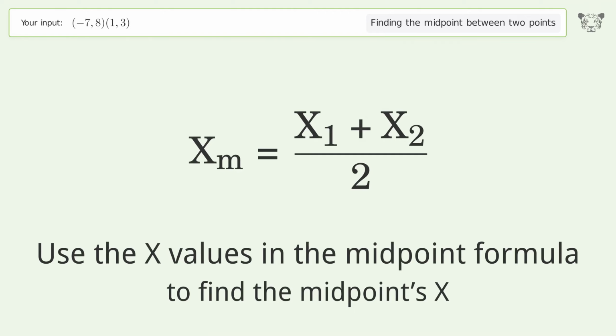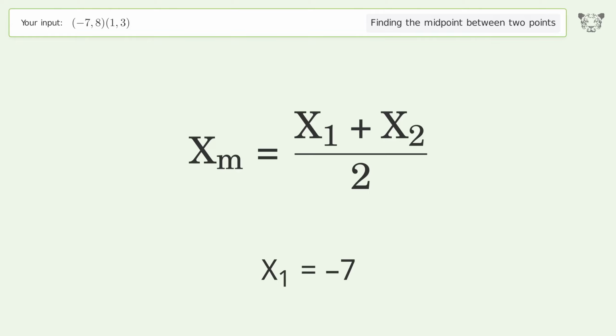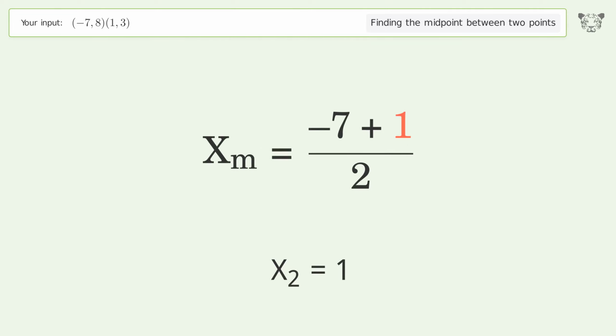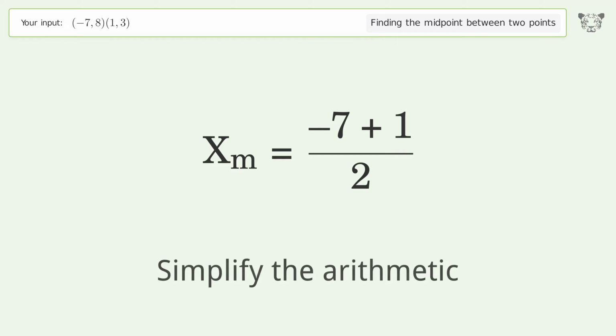Use the x values in the midpoint formula to find the midpoint's x. x1 equals -7. x2 equals 1. Simplify the arithmetic.